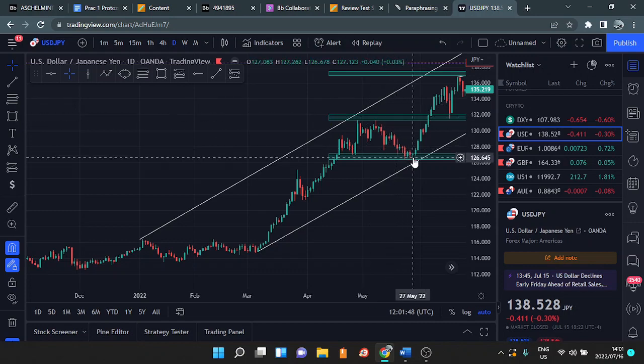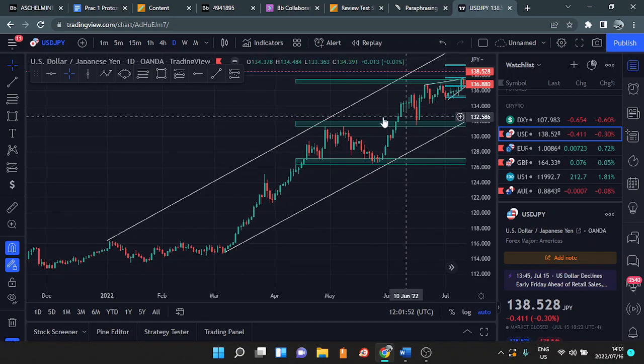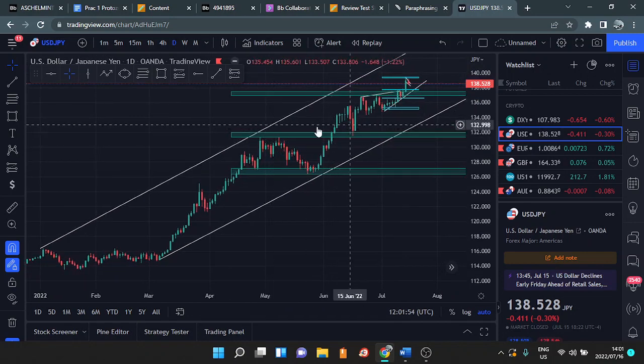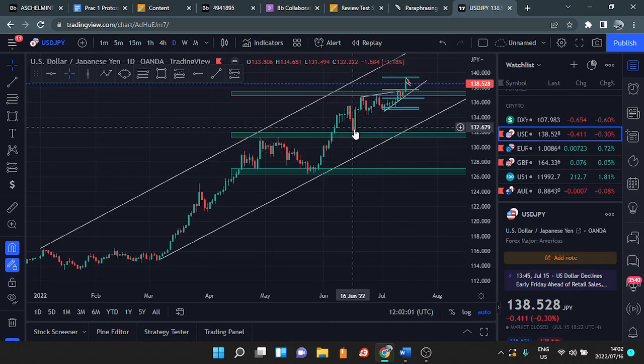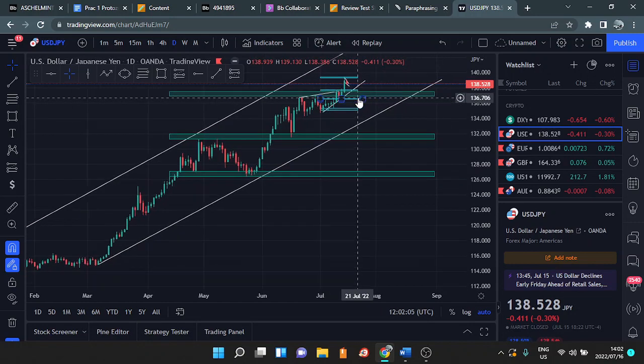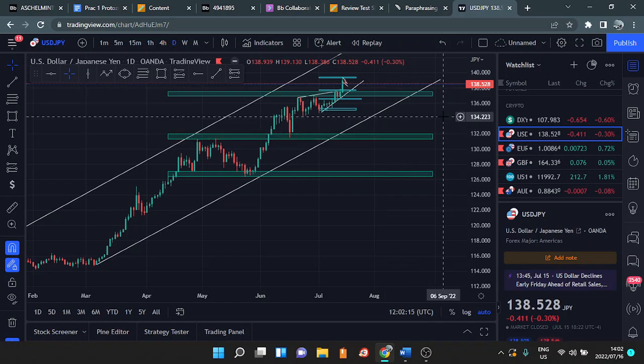Then the market created a new higher low, then the market broke the previous higher high. As you can see, I even added this key area here, whereby it's a resistance. The market broke the resistance and it turned into a support. Then the market pushed to the upside, breaking the previous higher high. So now we're here to create a new higher high, as this is the highest point that USD/JPY has ever been.